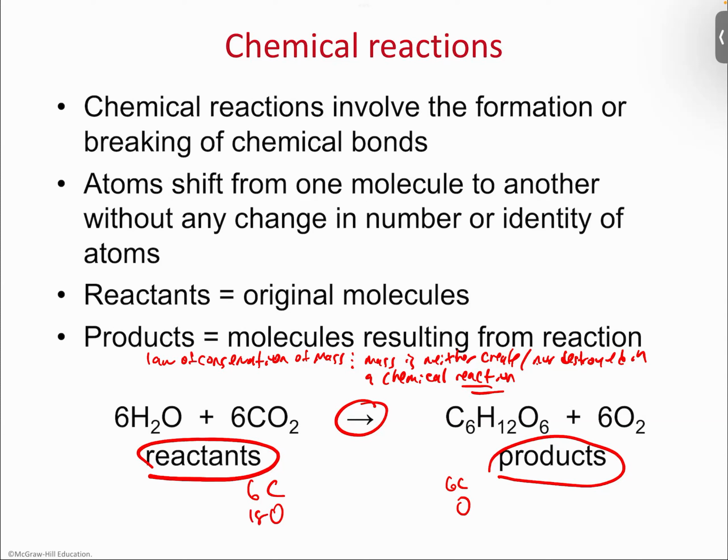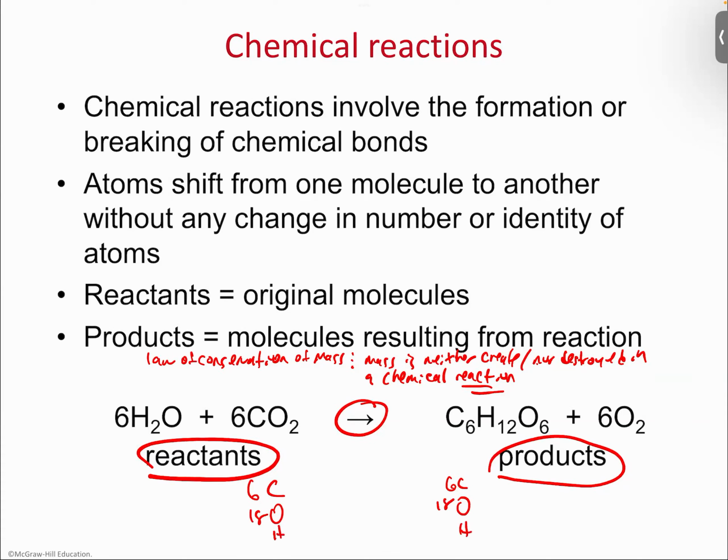18. Now let's go over here. How many oxygens do I have here? So I have 12 here, right? Plus another 6. So I've got 18. How about my hydrogens? Let's take a look at those.